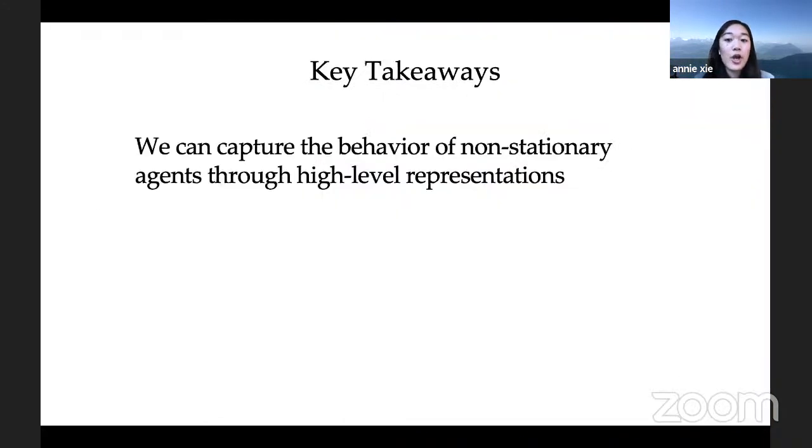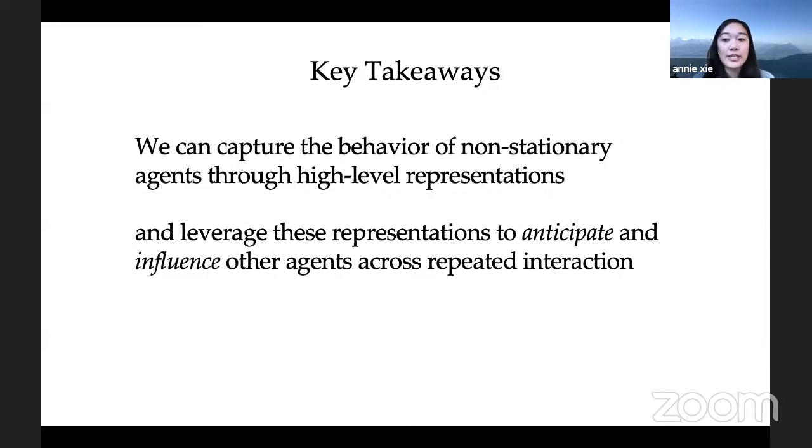So to conclude, we can often capture the behavior of non-stationary agents with these high-level representations. And with these representations, the agent can learn to anticipate and influence other agents across repeated interaction. Thank you.